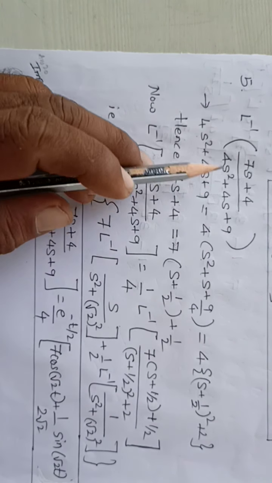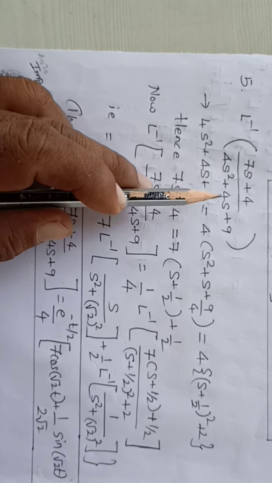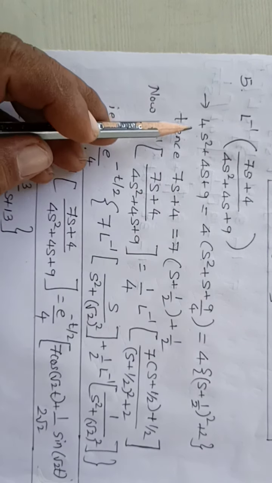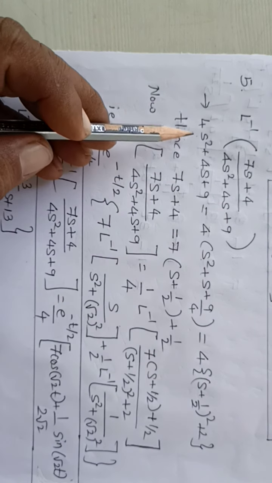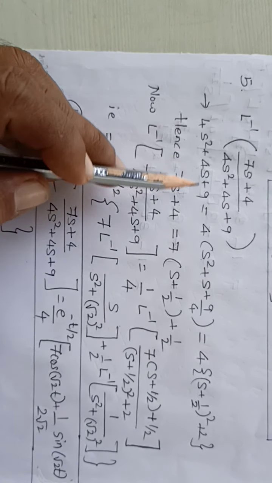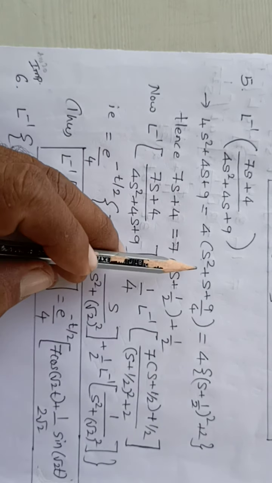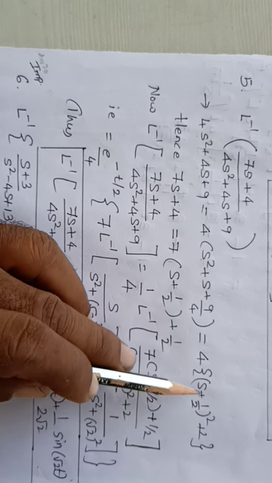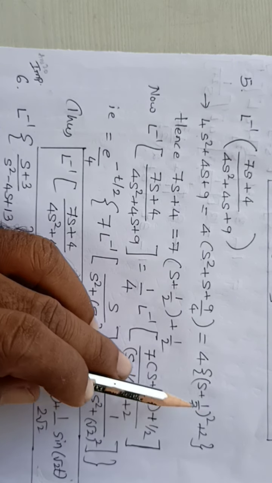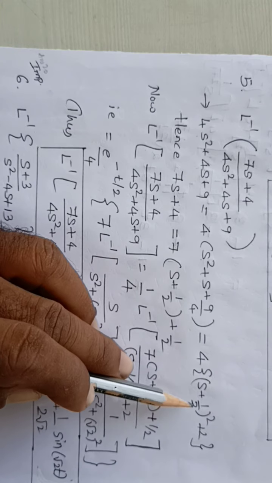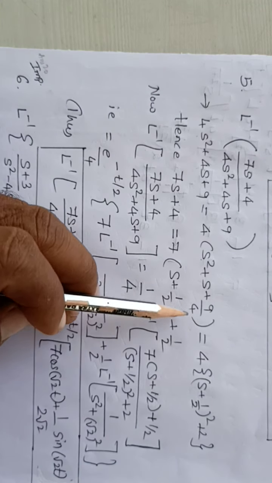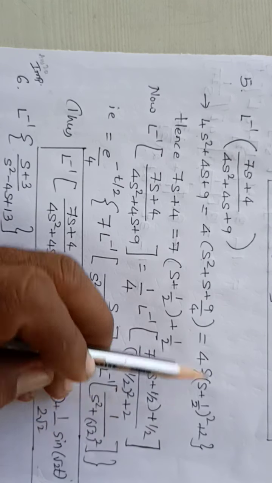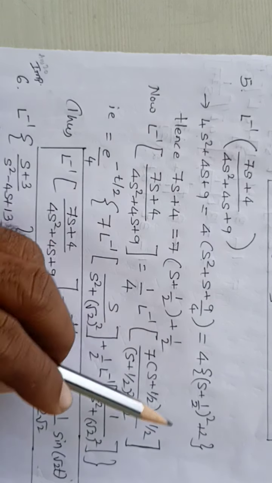Laplace inverse of 7s plus 4 divided by 4s square plus 4s plus 9. So completing the square separately, I am writing 4s square plus 4s plus 9 becomes 4 taken outside, s square plus s plus 9 by 4. It is definitely 4 of s plus half the whole square. Half the b square is how much? 1 upon 4. But here it is 9 by 4, so you have to add 2, so we can get this term 9 by 4.